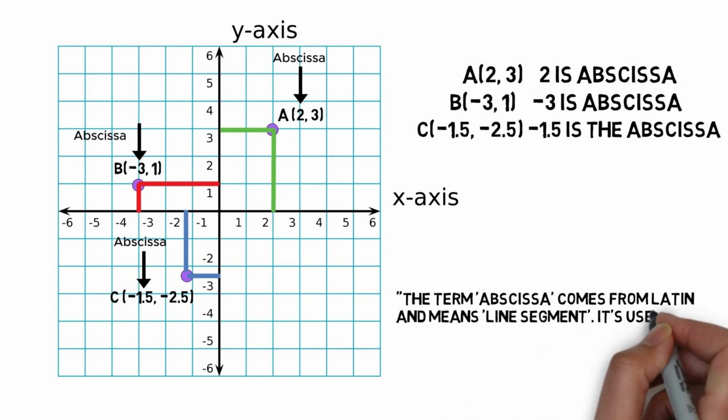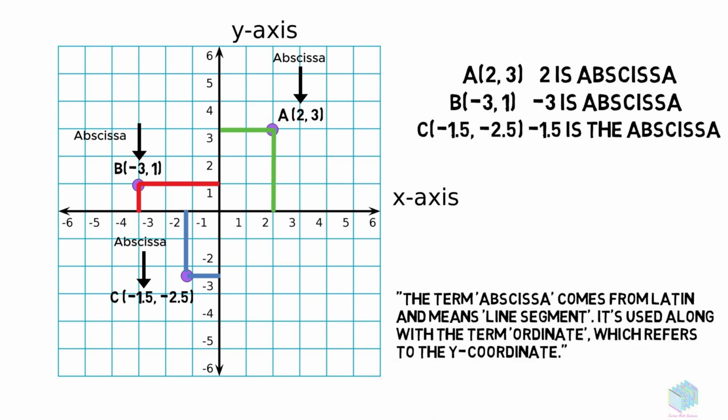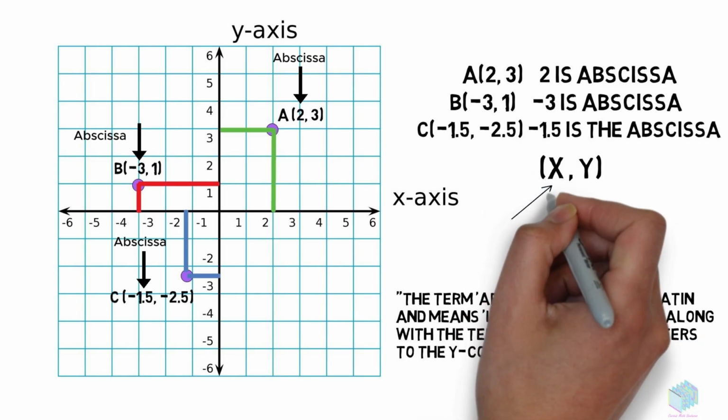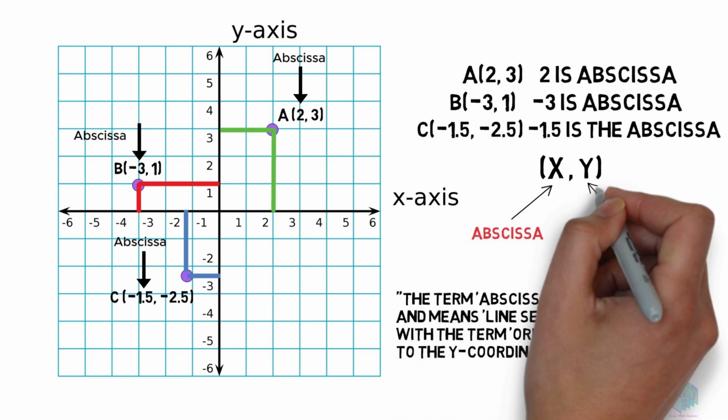The term abscissa comes from Latin and means line segment. It's used along with the term ordinate, which refers to the y-coordinate.